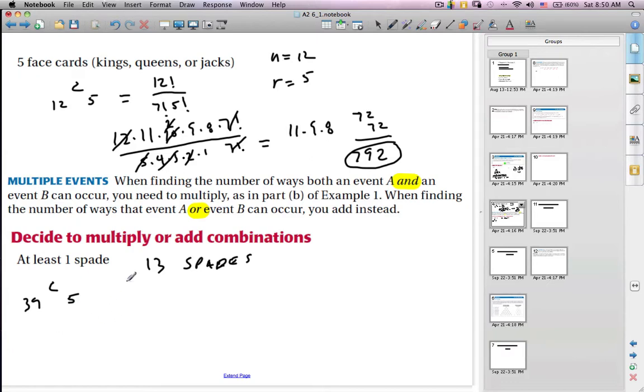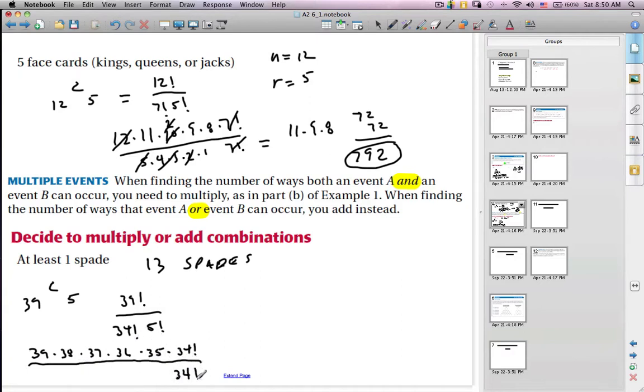And that will be 39 factorial over 39 minus 5, which is 34 factorial, times 5 factorial. And if I write that out, that's going to be 39 times 38 times 37 times 36 times 35 times 34 factorial. And you'll notice I only write the numbers out till I get to the largest factorial I have in the denominator, because these are going to cancel. And then 5 factorial is 5 times 4 times 3 times 2 times 1.